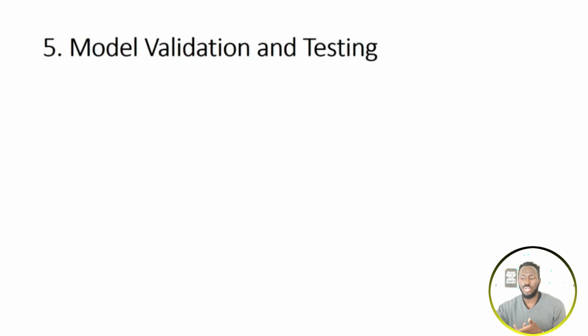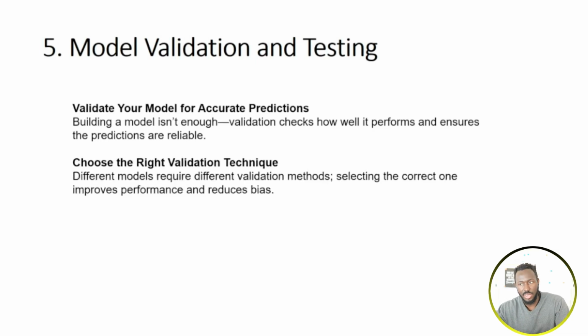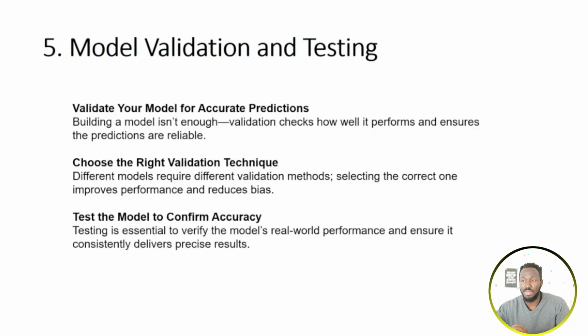Now, the last thing that I want to talk about here when it comes to increasing the performance of our model is model validation and testing. This is very, very key when it comes to looking at the performance of your model, especially in production. Building a model isn't enough. We don't just build models. We need validation checks on how well it is performing and to ensure the predictions are reliable. Next, we need to choose the right validation techniques. Different models require different validation techniques or methods. Selecting the correct one improves performance and reduces bias. And finally, under model validation, we need to test the model to confirm accuracy. Testing is essential to verify the model's real-world performance and ensure it consistently delivers precise results.